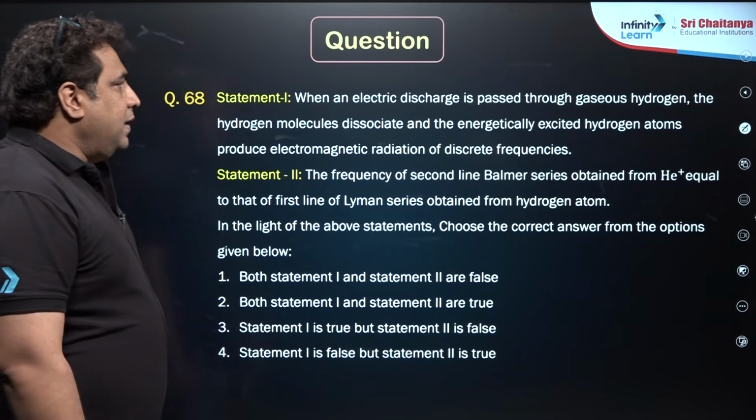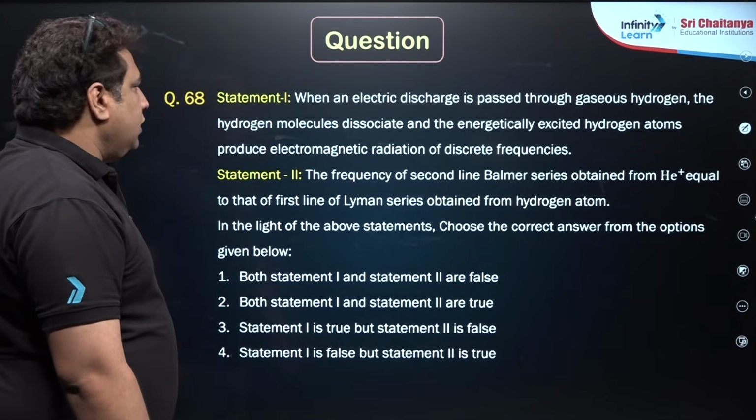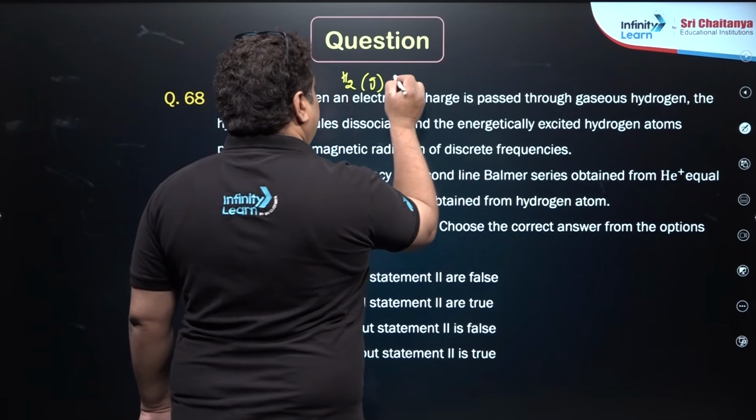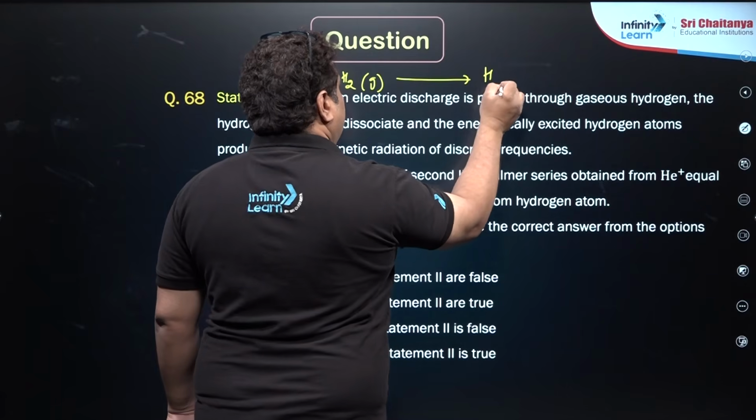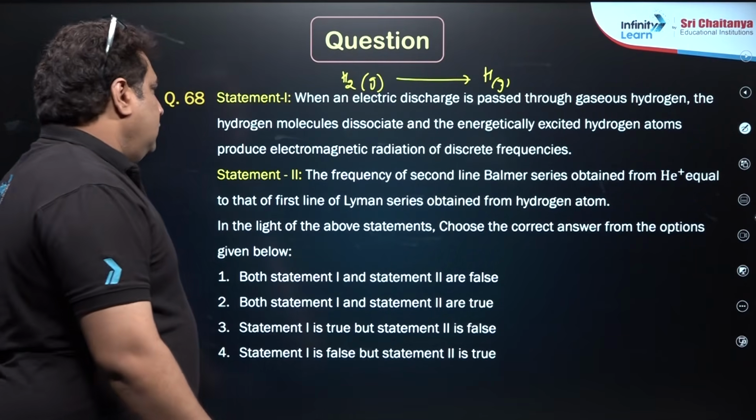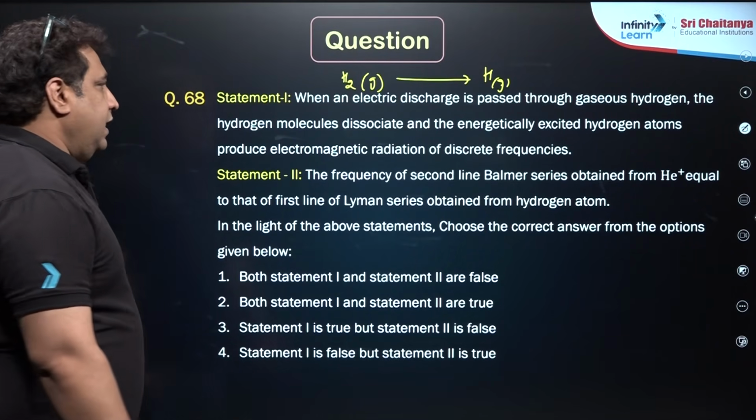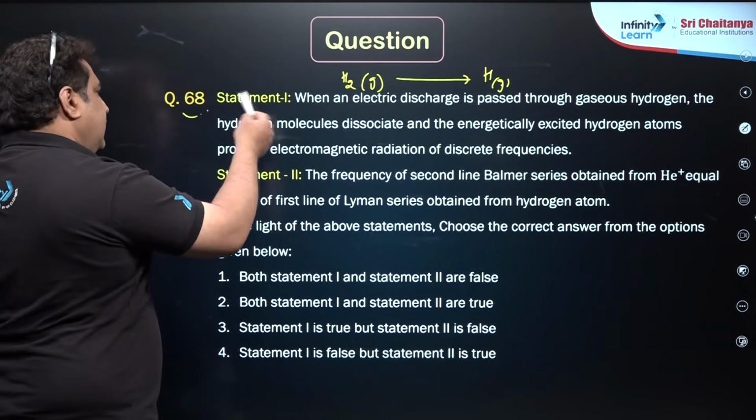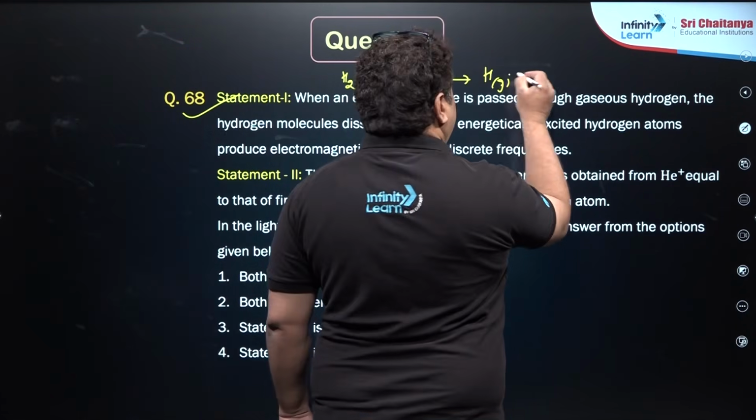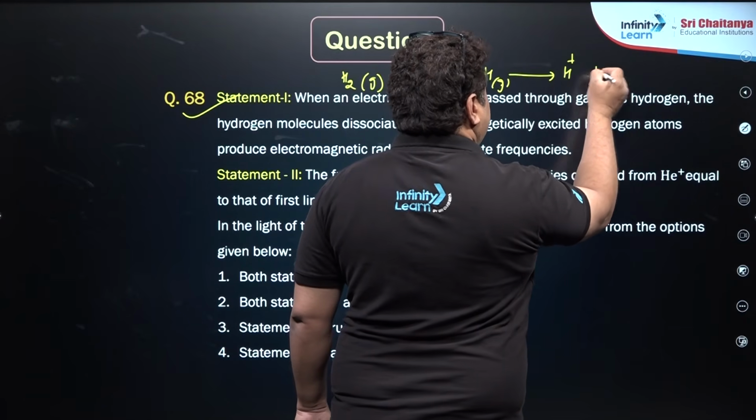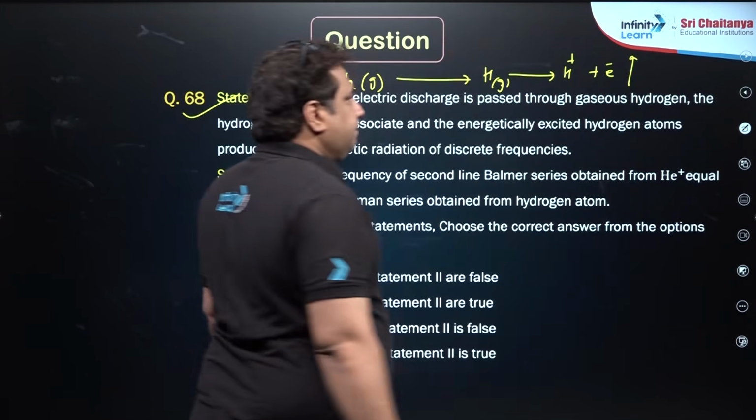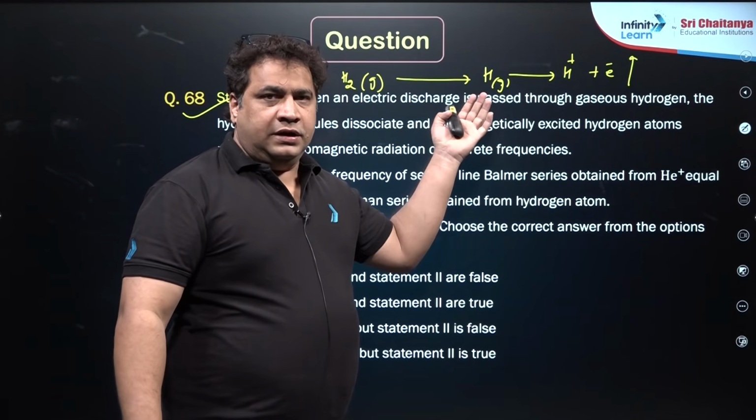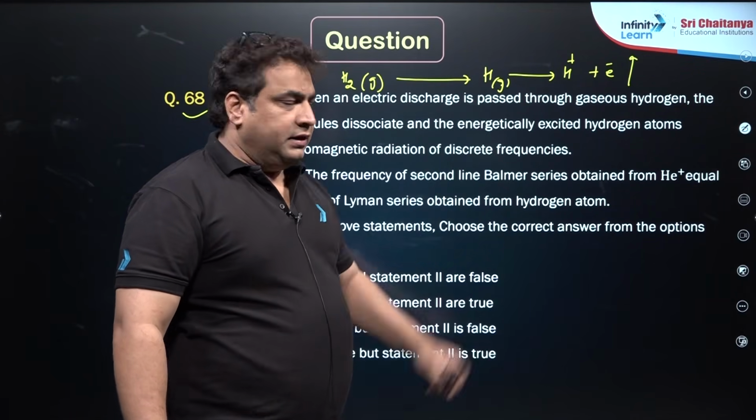When electric discharge is passed through gaseous hydrogen, the hydrogen molecule dissociates. And energetically excited hydrogen atoms produce electromagnetic radiations of discrete frequency. Correct, because they can further undergo ionization to produce H+ and electrons which can undergo excitation. The same thing will happen in the discharge tube, in the discovery of electron and proton which we have done.